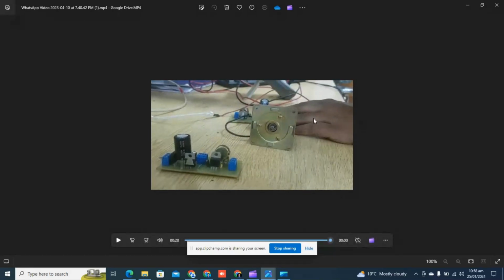So in this way, we have converted 220 volts AC to 12 volts AC using a step down transformer, and then we have converted it to 12 volts DC using a bridge rectifier, and then two voltage regulators are used to obtain the desired outputs. Thank you so much.